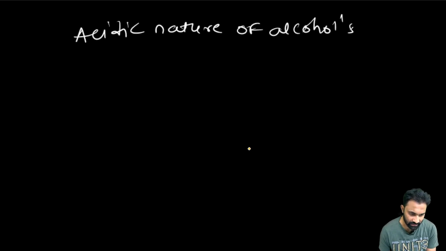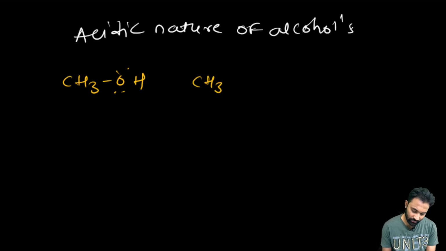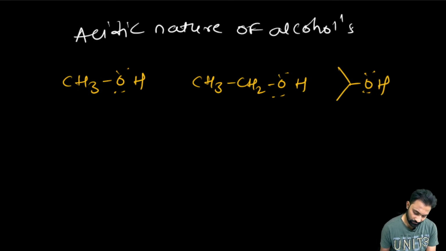First one, if they ask about the acidic nature, suppose they have given methanol and ethanol. Done. Next, if they have given 2 degree alcohol, done. Now they will ask you which among the following is a strong acid.